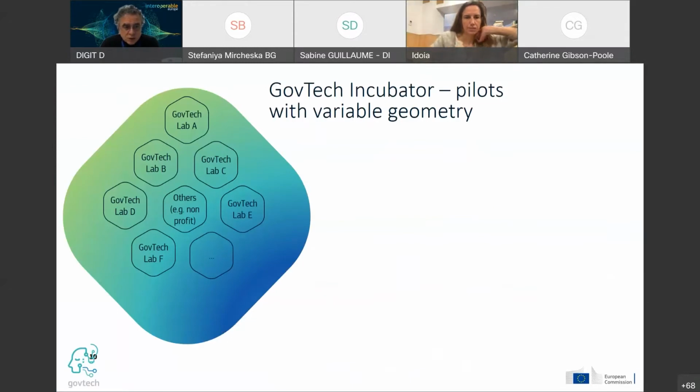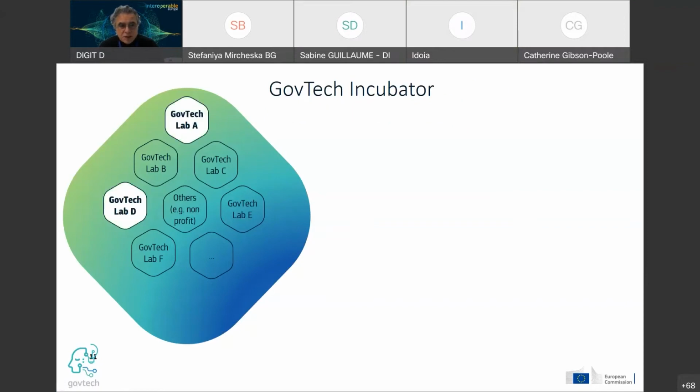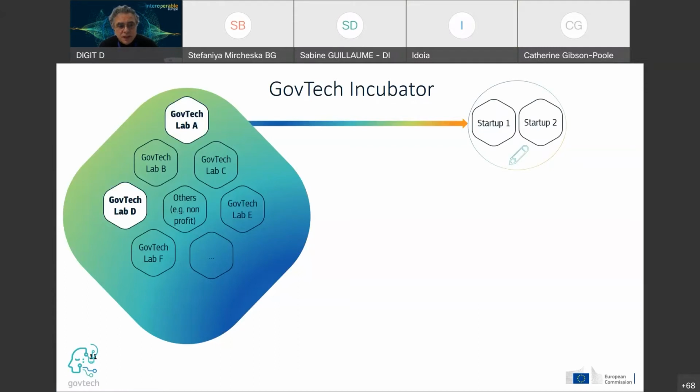So, I mean, this is just to explain the variable geometry. Here we have a picture that could represent more or less the participants, the partners in the GovTech Incubator. The GovTech Labs could represent countries, different GovTech Labs from different places. So I would say the first pilot would be designed and executed by the 2 countries, A and D, and they will ask the support of startups to make the pilot or the proof of concept of the activities you would like to do.